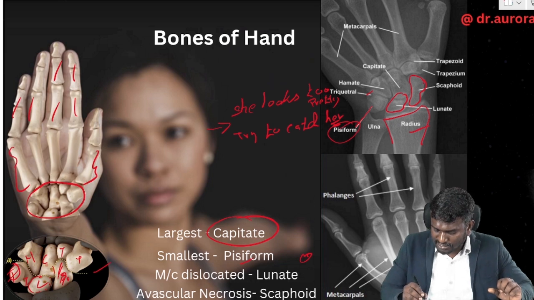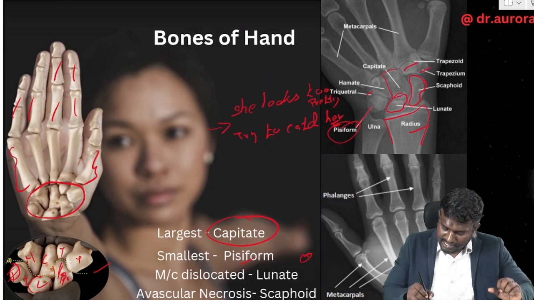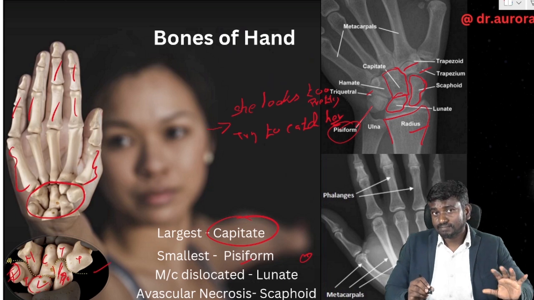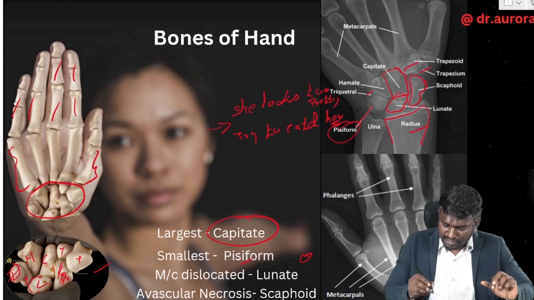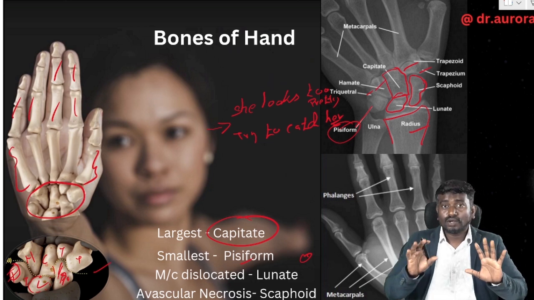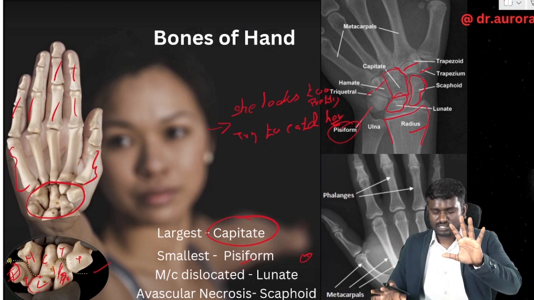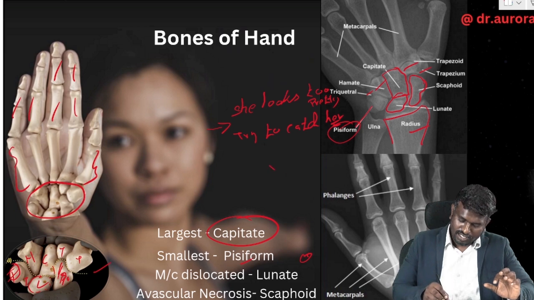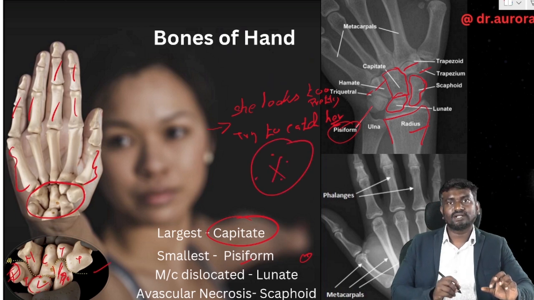Next we have trapezium, trapezoid, capitate. We can see it's bigger, the biggest carpal bone. Next, we have the hamate. Good. Now I hope you have understood the carpal bones, and please revise them carefully. Carpal bones are also very important for the exam.